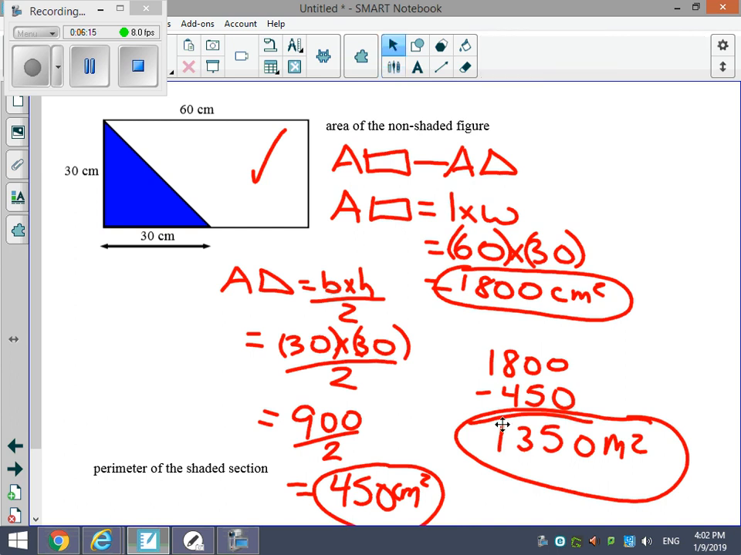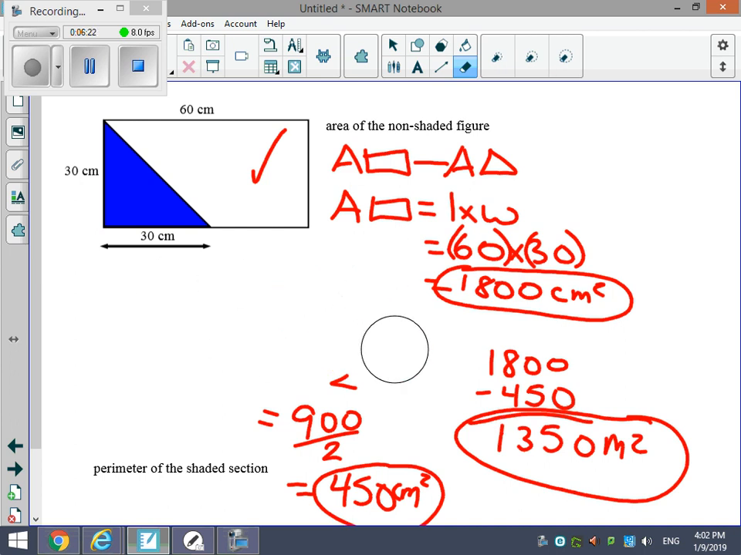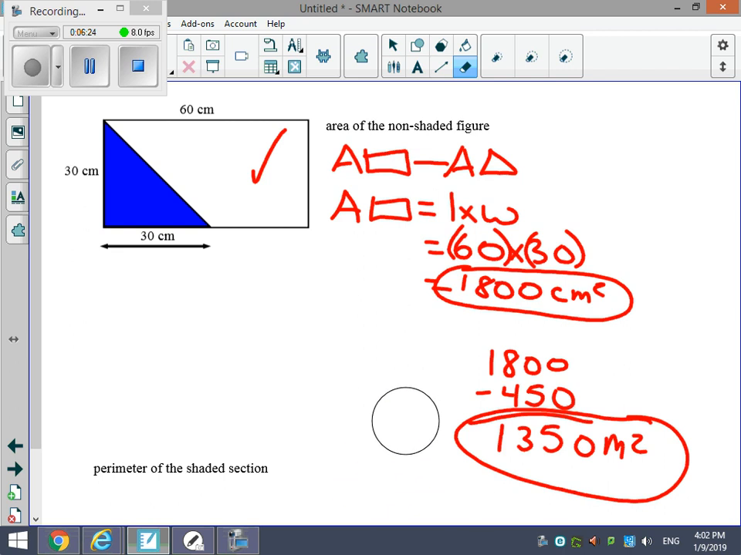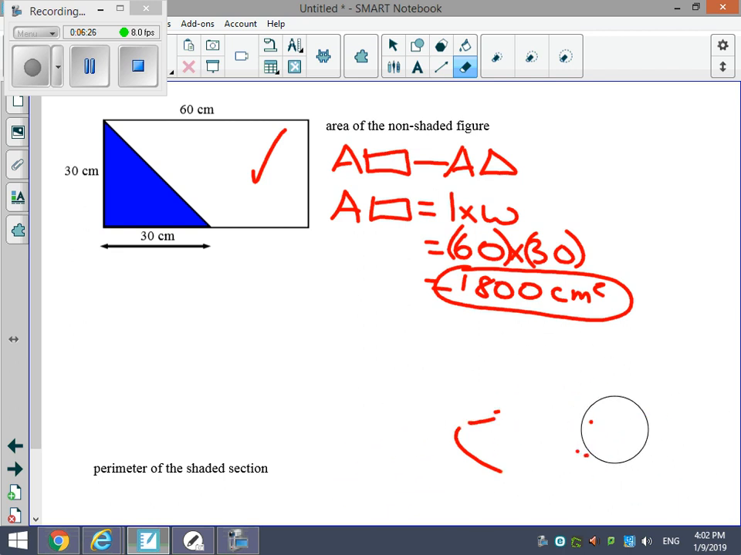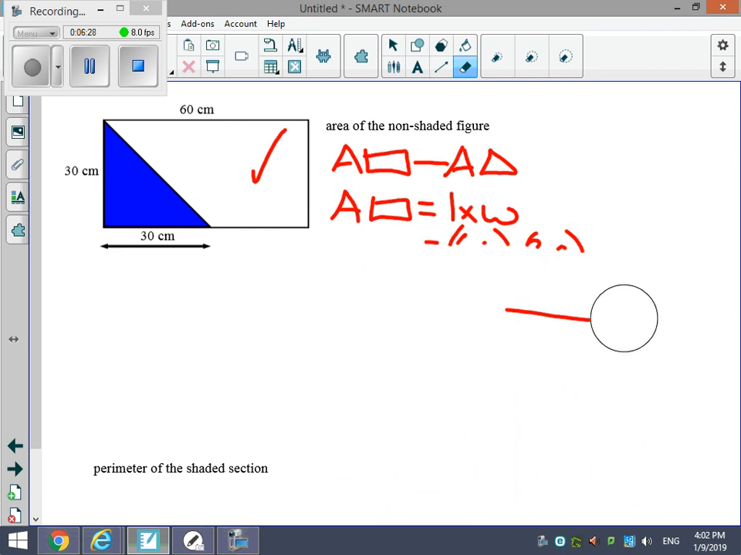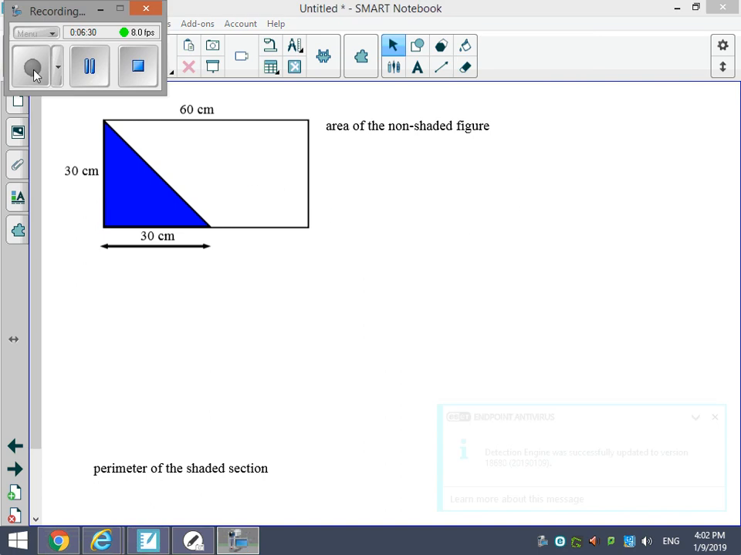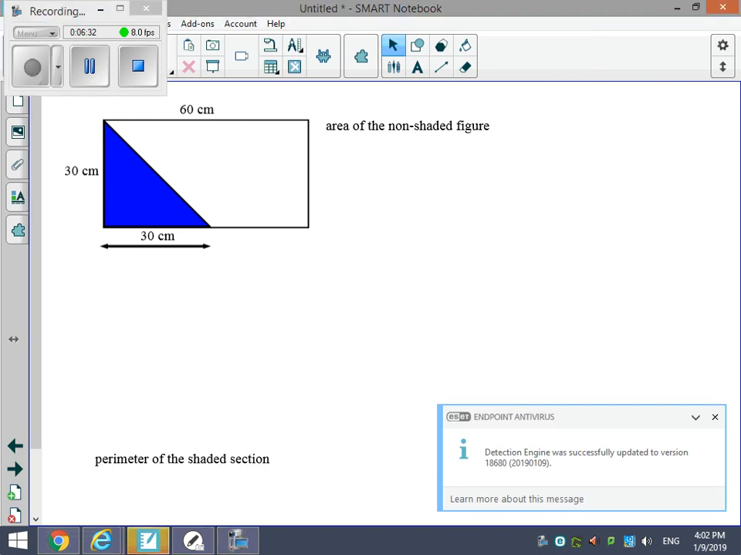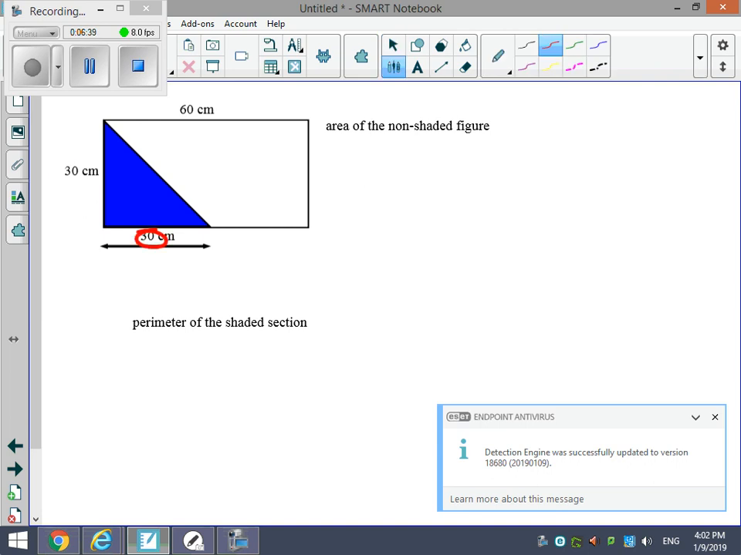I'm going to erase this off the board here, so if you're following along, just hold on to it. I'm going to erase this off the board because this part was just for my grade 8s, but the grade 7s saw it, and they can do it. So anyhow, when it's asking for the perimeter of the shaded figure, that's the triangle, and we have 2 sides of the triangle with us. We have this one and this one, but we don't have this one.